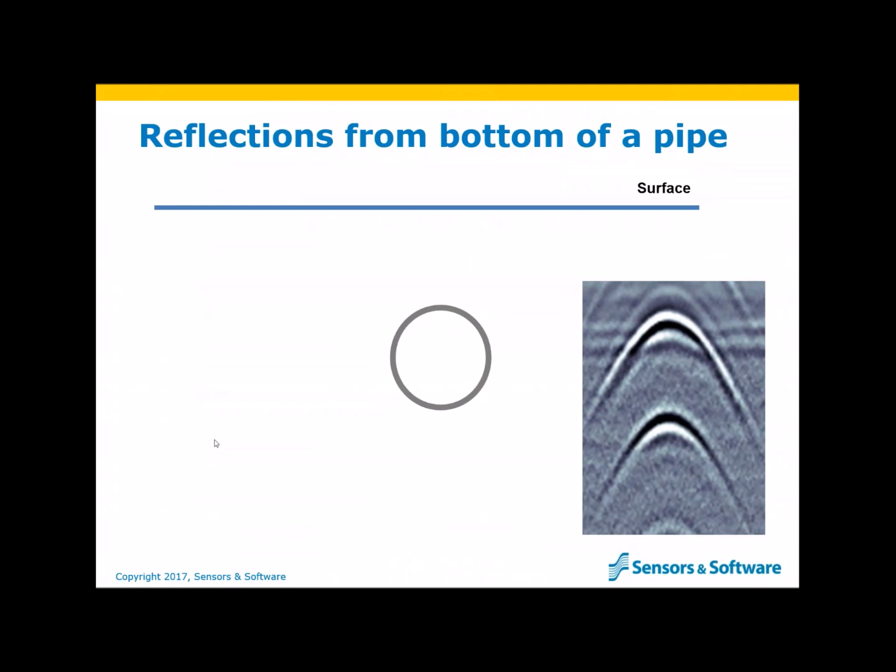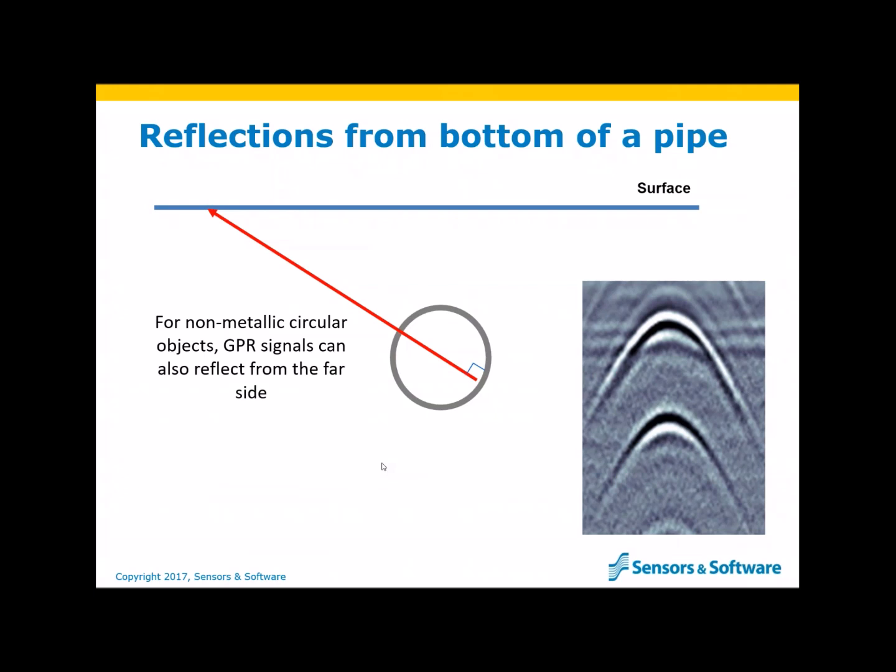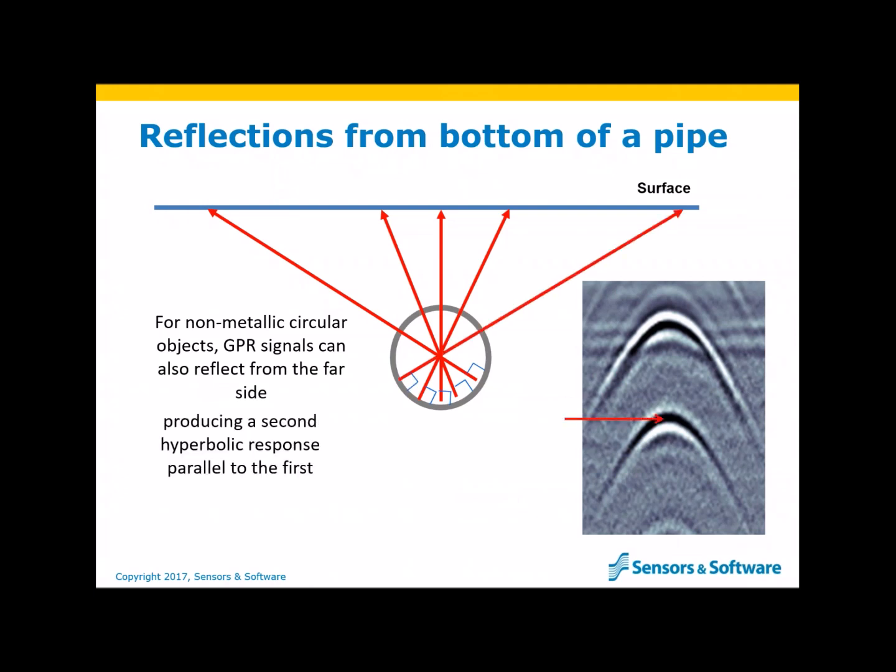I want to discuss a response that is usually only seen when dealing with utilities, and specifically non-metallic pipes. We know from part 1 of this webinar that GPR energy will not transmit through metal. This means that you will only ever get a response from the top of a metal pipe. But that is not the case when the pipe is non-metallic. GPR energy can travel inside the pipe and reflect from the far side. The result is a second hyperbola that is perfectly parallel to the first hyperbola.